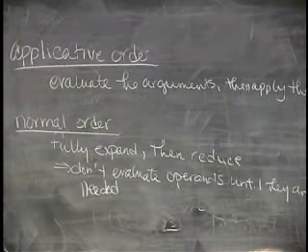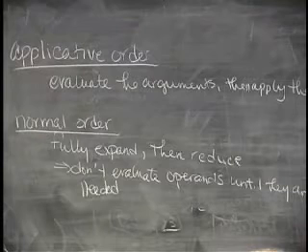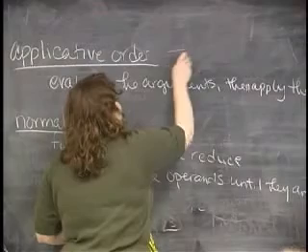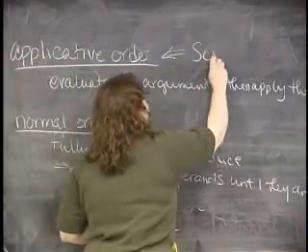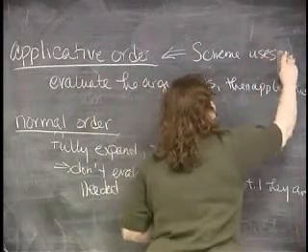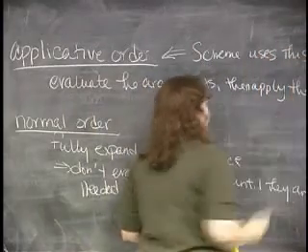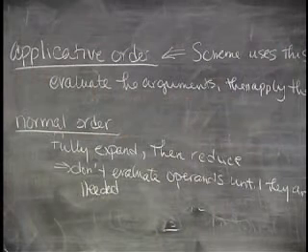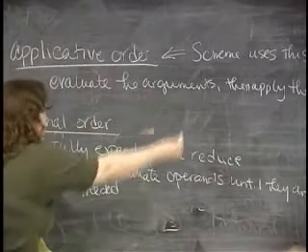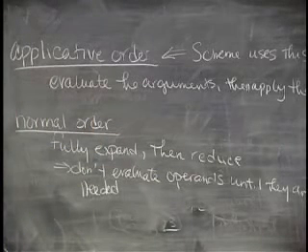Which one does Scheme do? It's louder, louder. Which one does Scheme use? Applicative, right. For the most part, except for special forms, right? Special rules. So we evaluate in applicative order. We're going to evaluate everything, all of the sub-expressions, and then we do our application.